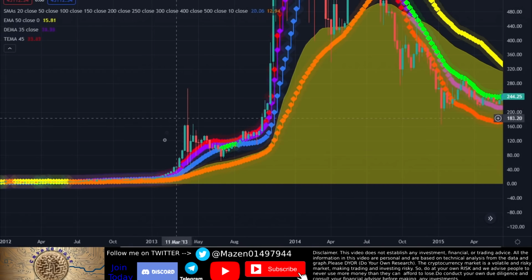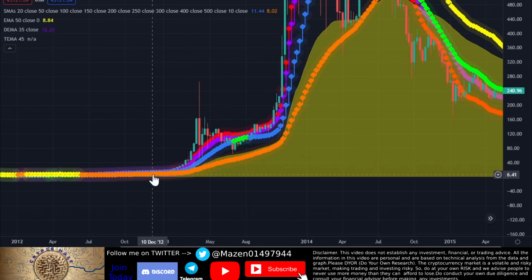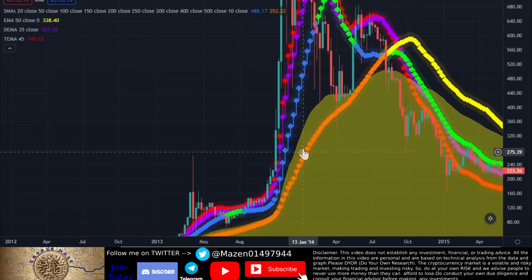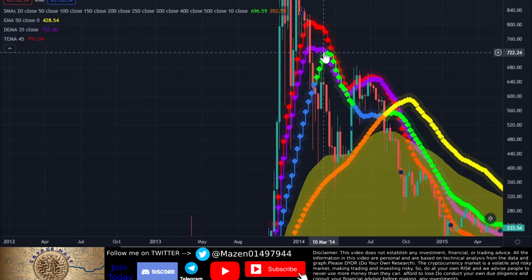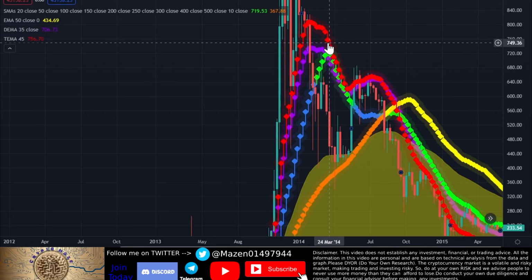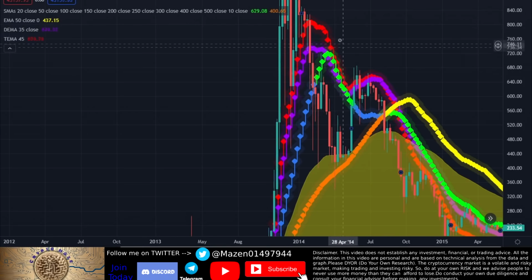And you can see that even right here during your fake local top, the color formation was still the same. You had orange, blue, purple, and red. Okay? And then you continued your rally, till your blue line, which is your 20 SMA, starts to flip green, touches your purple and your red DMA and TMA. And at the same time, your price action drops, so basically corrects severely, and you go slightly underwater, touch your orange line right here, which is your 50 SMA, and then pump back again.